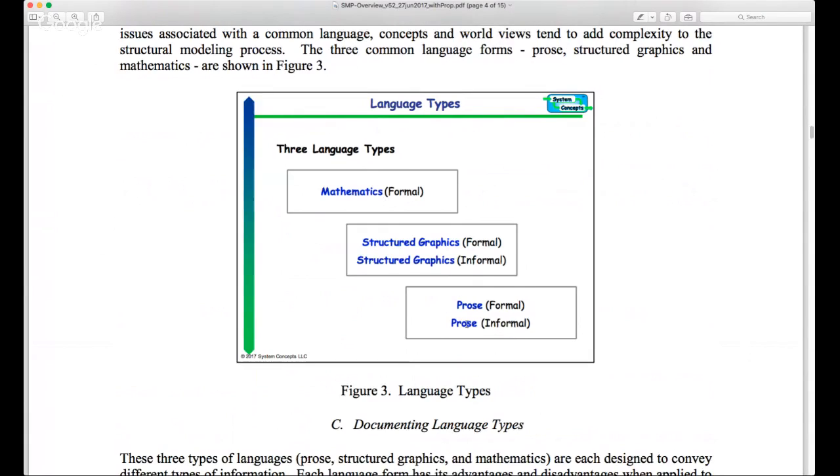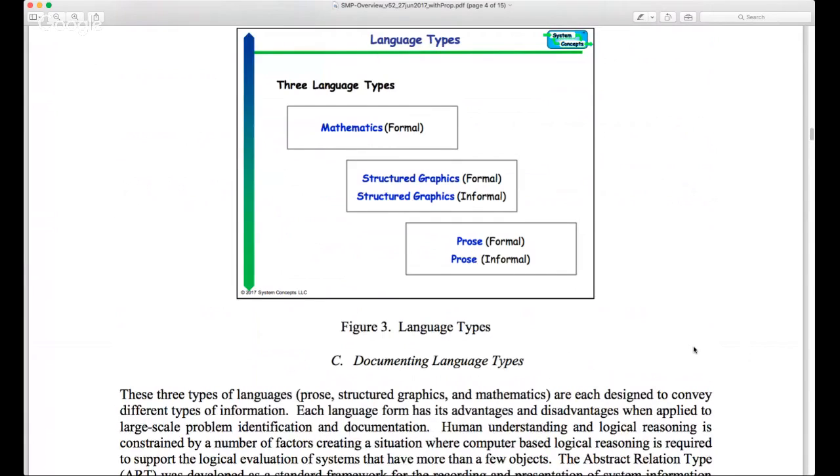You can have prose, which is formal, like attempt to English and other types of executable English formats, or prose that is informal, like our normal type of human speech, where most all semantics and meaning are associated with the context of the language exchange.